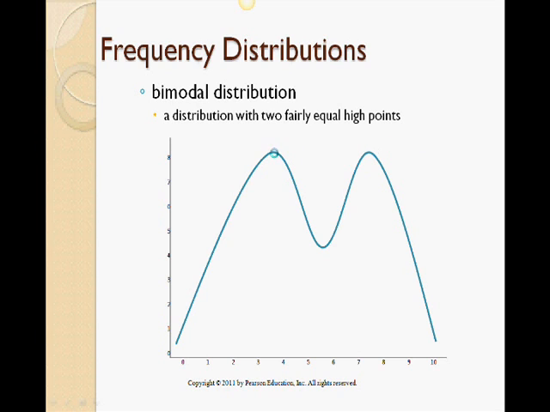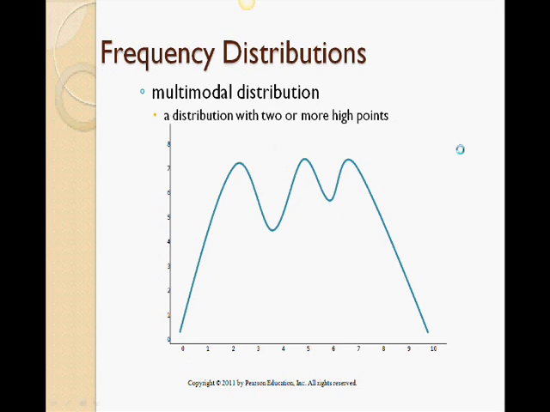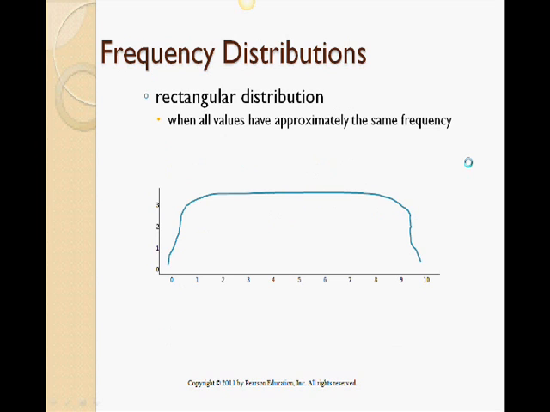This is an example of a rectangular distribution. You'll see something like this if pretty much all of the scores are the same. So we can see here that between 1 and 9, 3 people indicated each of these scores, a frequency of 3 for all of them. You actually don't see that very often.